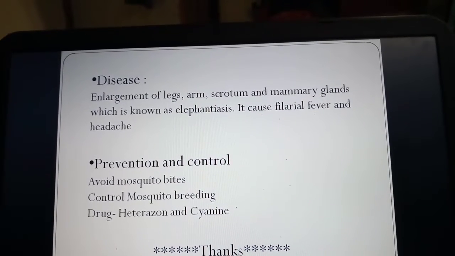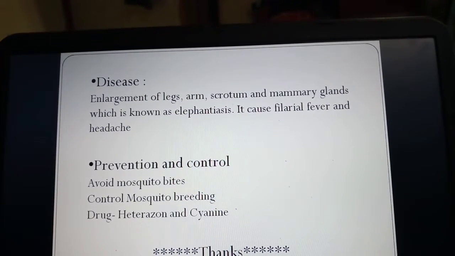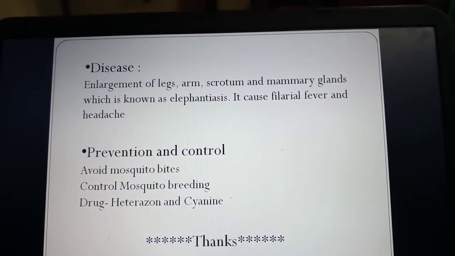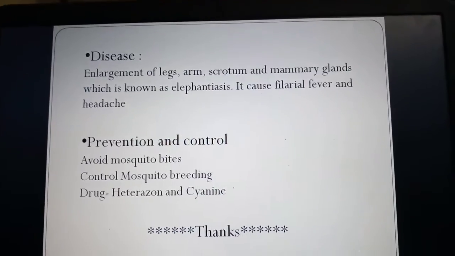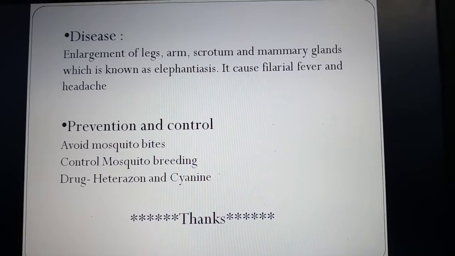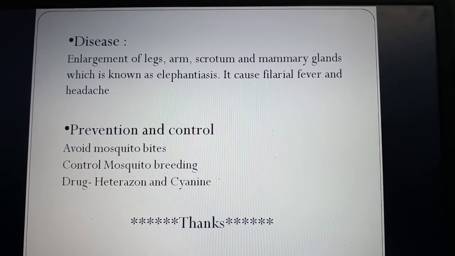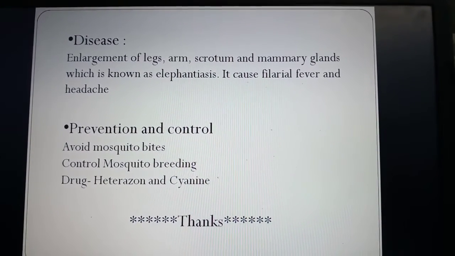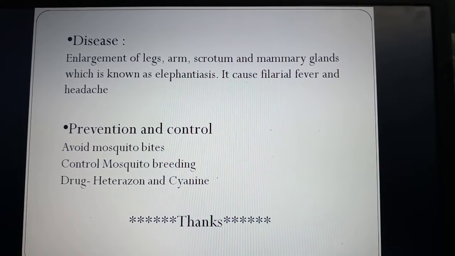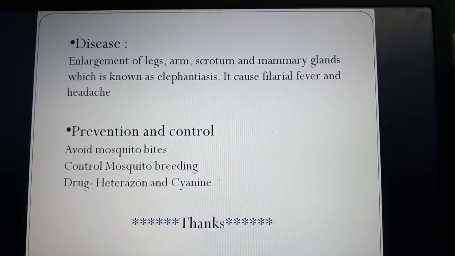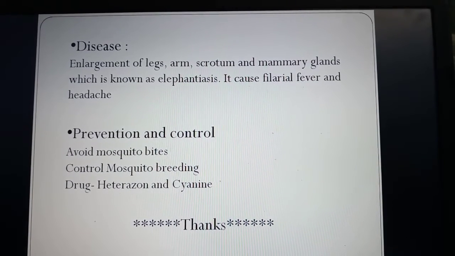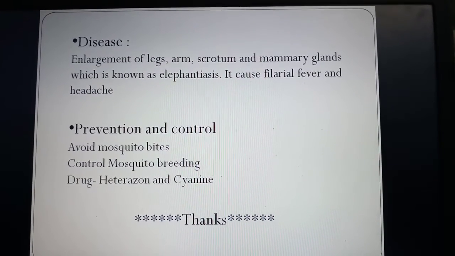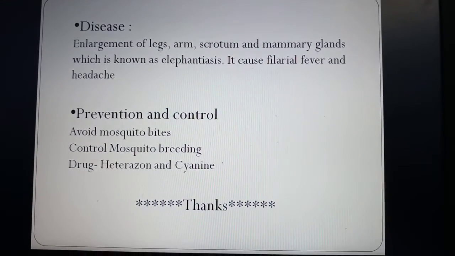And how to prevent and control this parasite. The most effective preventive measure is to avoid the mosquito bite, because mosquitoes carry this parasite. Mosquito breeding should also be controlled by all means. No proper drug has been invented to eradicate the filarial worms. A drug called diethylcarbamazine is effective to a certain extent. So better to keep mosquitoes away from our site and keep healthy.